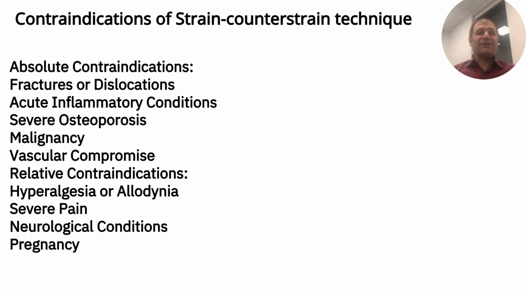Relative contraindications: hyperalgesia or allodynia, as patients with heightened pain sensitivity may not tolerate positioning. Patients with severe pain may not be able to find a comfortable position. Use caution in patients with peripheral neuropathy or central nervous system disorders. Use caution when positioning pregnant patients, especially in the later stages.